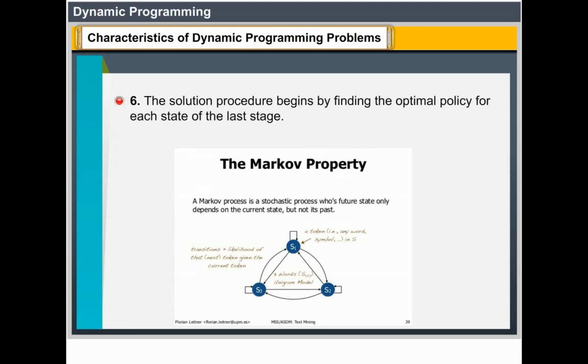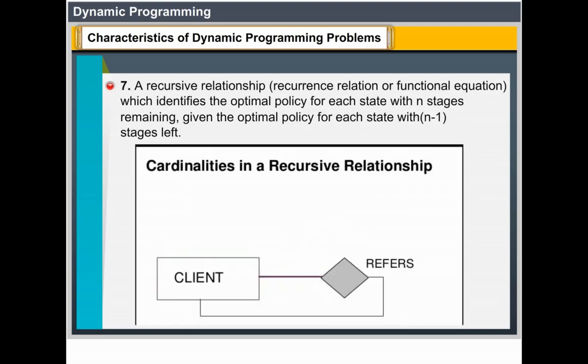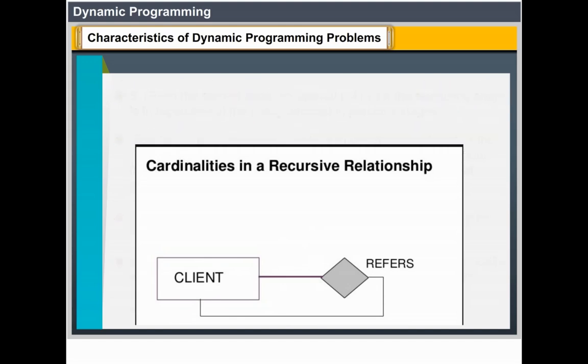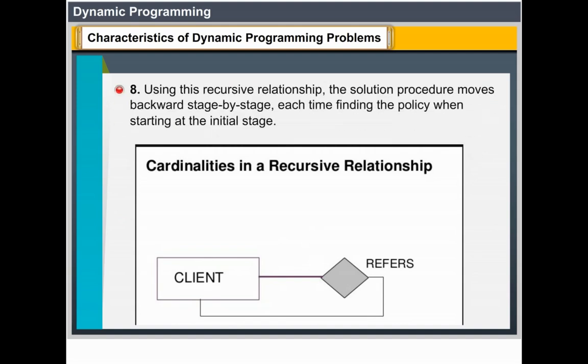Sixth point. The solution procedure begins by finding the optimal policy for each state of the last stage. Seventh point. A recursive relationship, recurrence relation or functional equation identifies the optimal policy for each state with n stages remaining, given the optimal policy for each state with n-1 stages left. Eighth point. Using this recursive relationship, the solution procedure moves backward stage by stage, each time finding the optimal policy for each state of that stage, until it finds the optimal policy when starting at the initial stage.